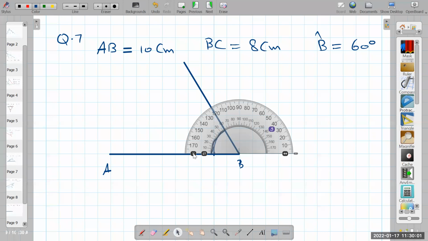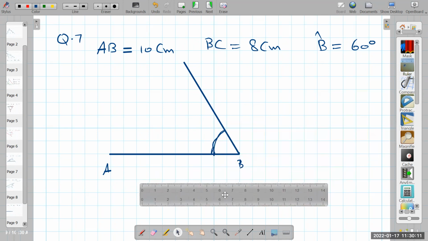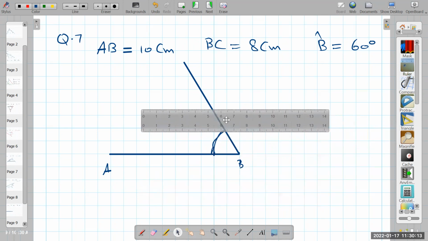He has 9. Now this is 60 degree. This angle is 60 degree. Now we need BC 8 centimeters. Take the scale and open the compass 8 centimeters. Put the needle on the 0 and open the compass 8 centimeters like this.